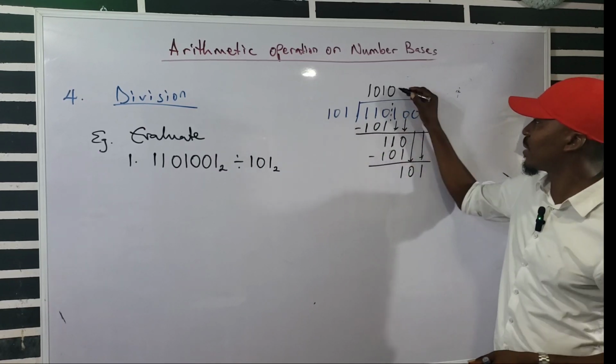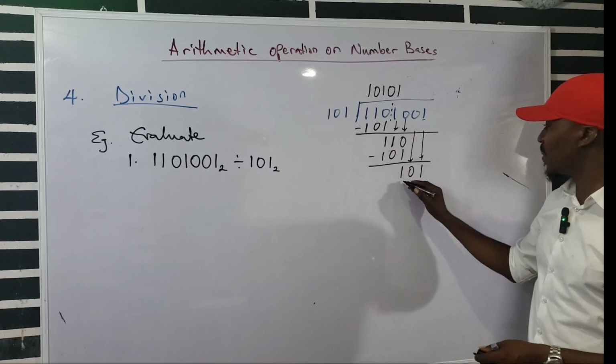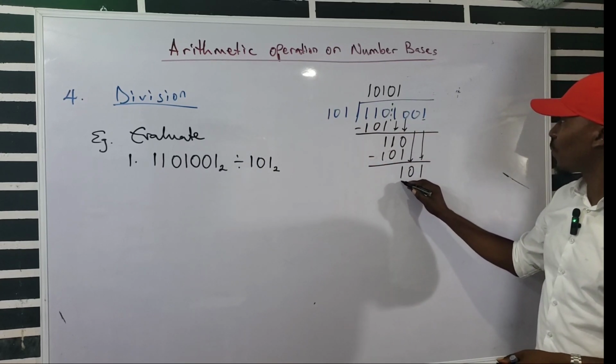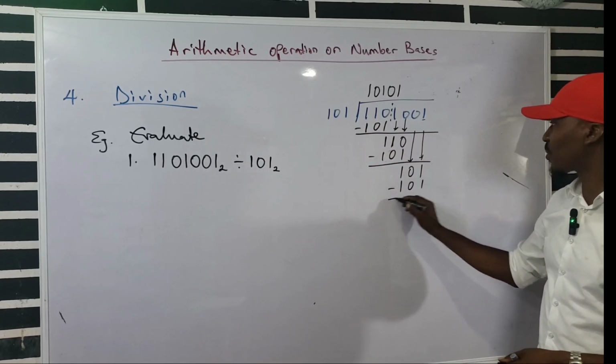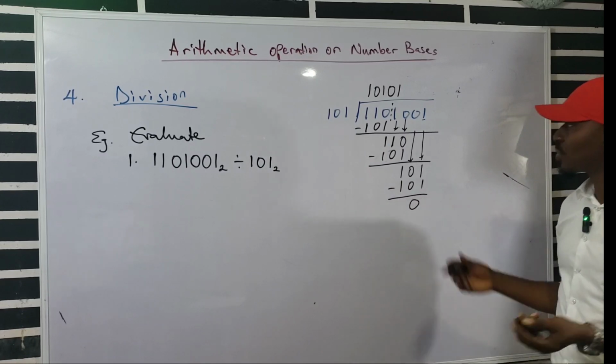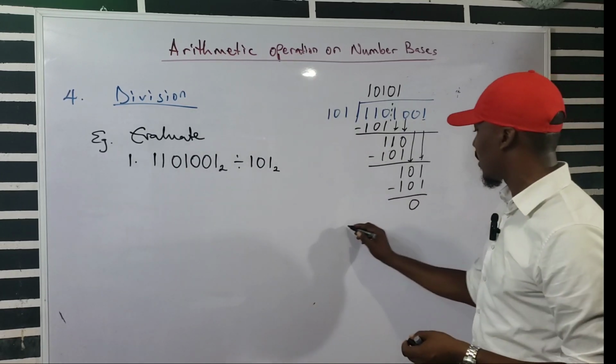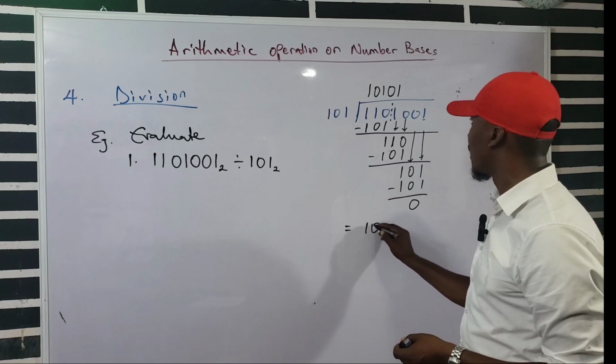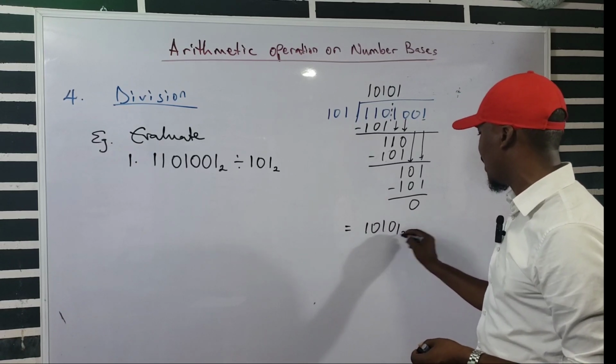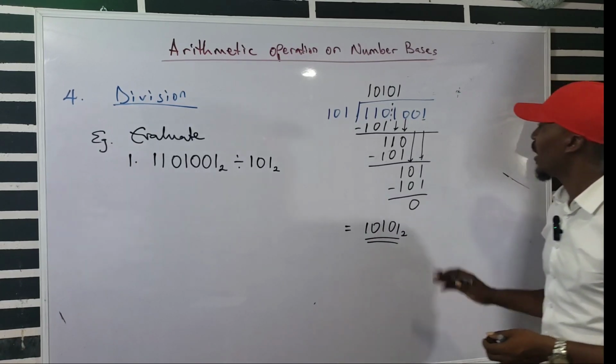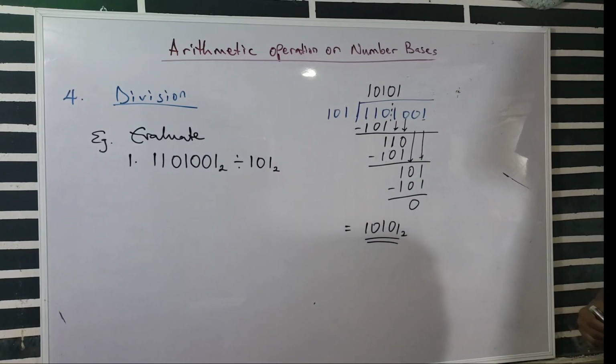So 1 divided by this, that'll give you 1. 1 times this, that'll give you 101. When you subtract, you have what? 0. So we are done. So our answer will give us 10101 in base 2. Remember, this is our first method.